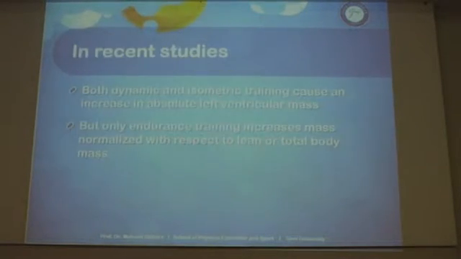So dynamic and isometric training cause an increase in absolute left ventricular mass, but only endurance training increases cardiac mass normalized with respect to lean or total body mass.